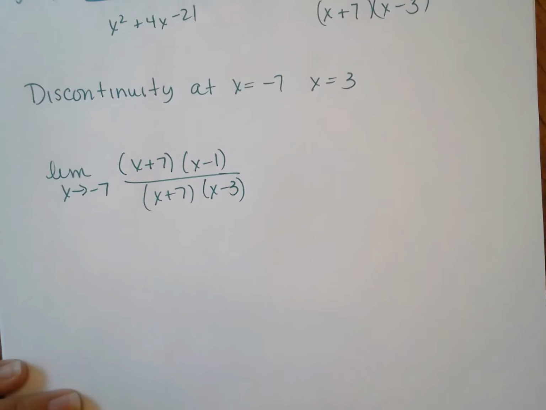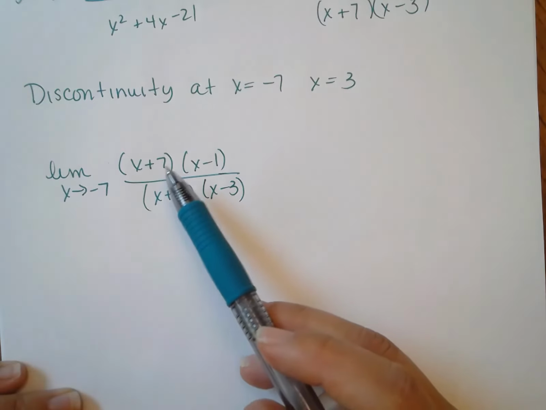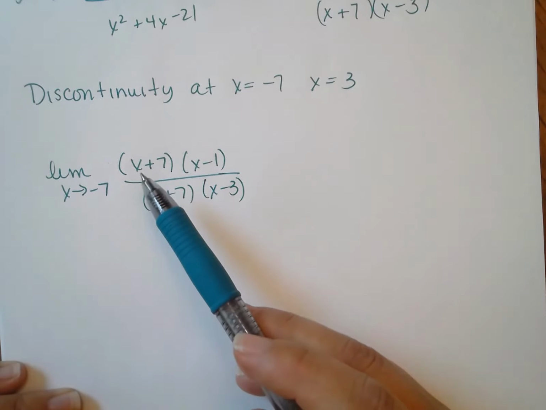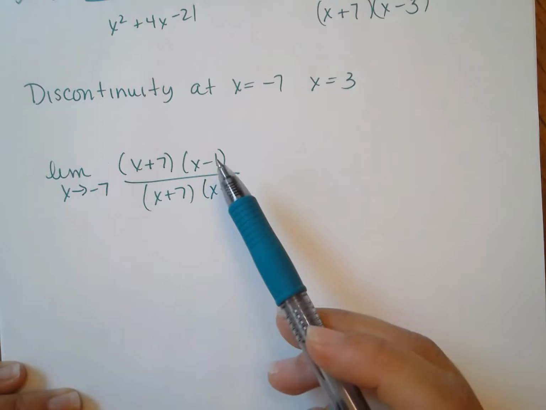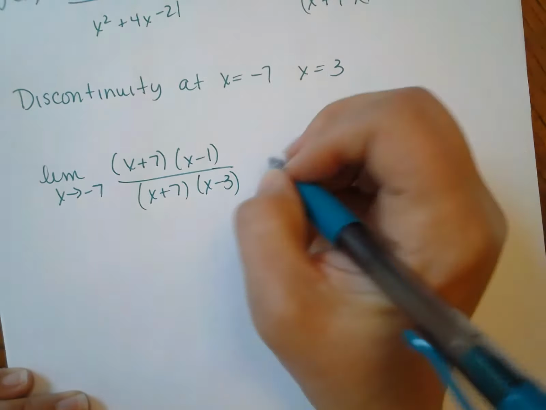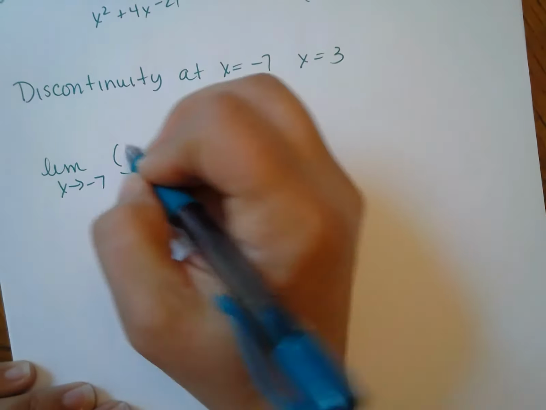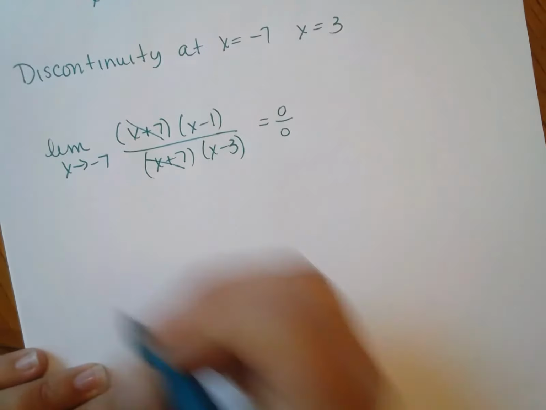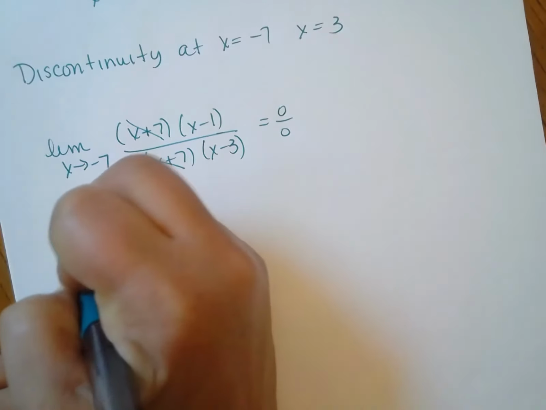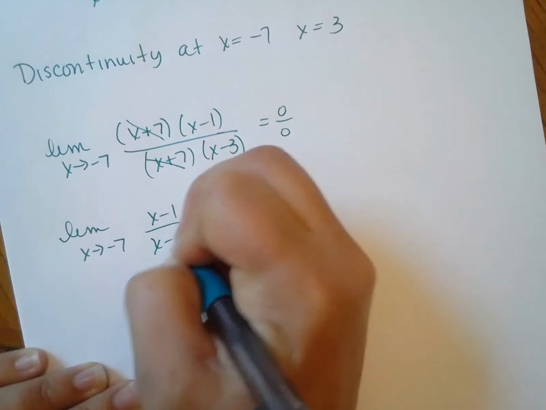I notice right away if I plug in -7 here, I can see that these are going to cancel, but I'm going to get 0 over 0, because when I plug in -7 here, I get 0 times whatever this is and 0 times whatever this is. So I definitely have 0 over 0, which means it's an indeterminate form, and there's an algebra trick, which is very obvious at this point. That simplifies, so I get the limit as x approaches -7 of (x minus 1) over (x minus 3).